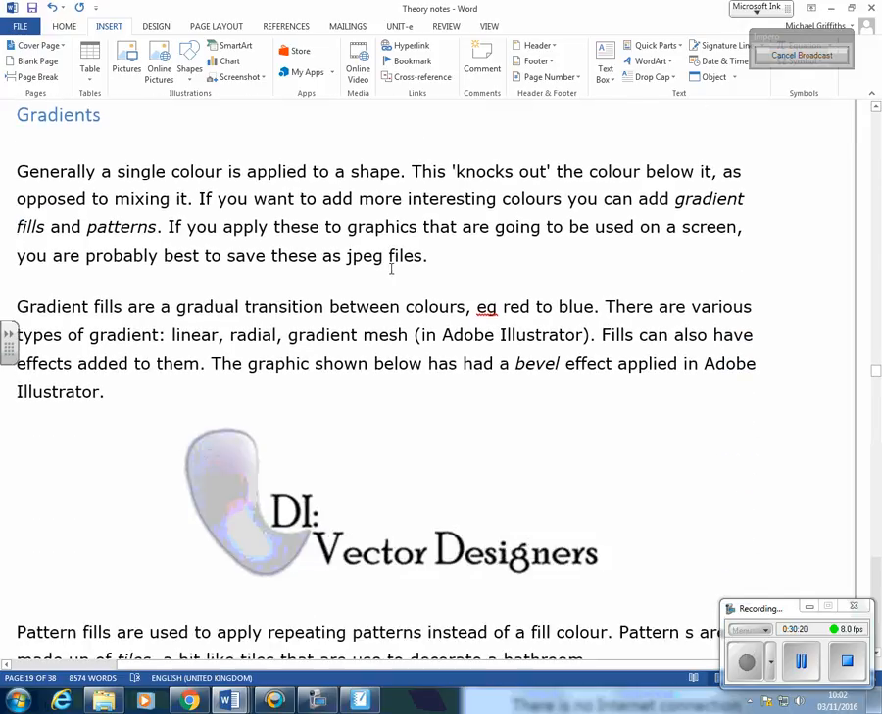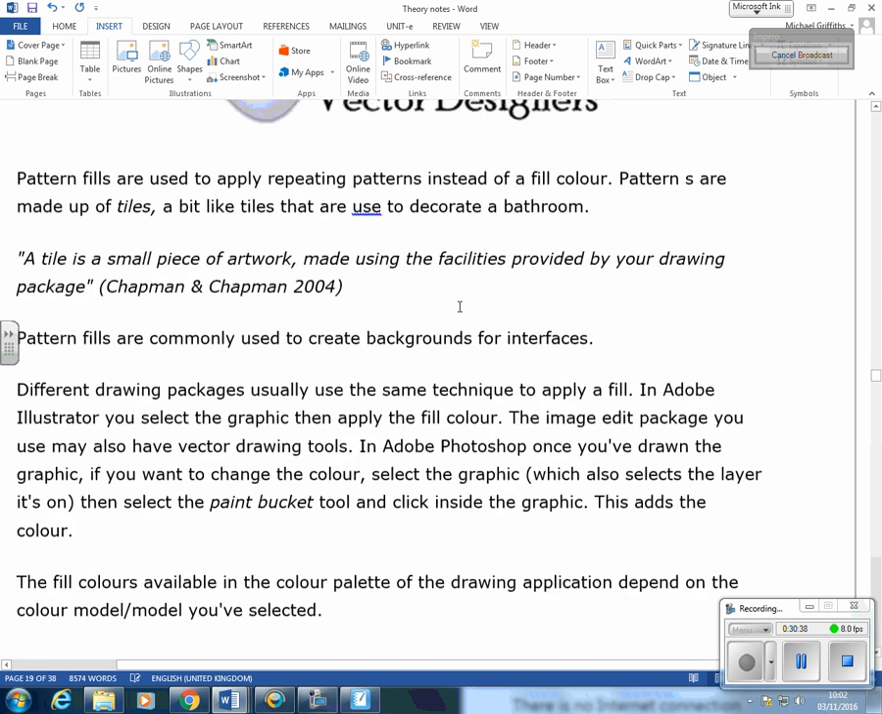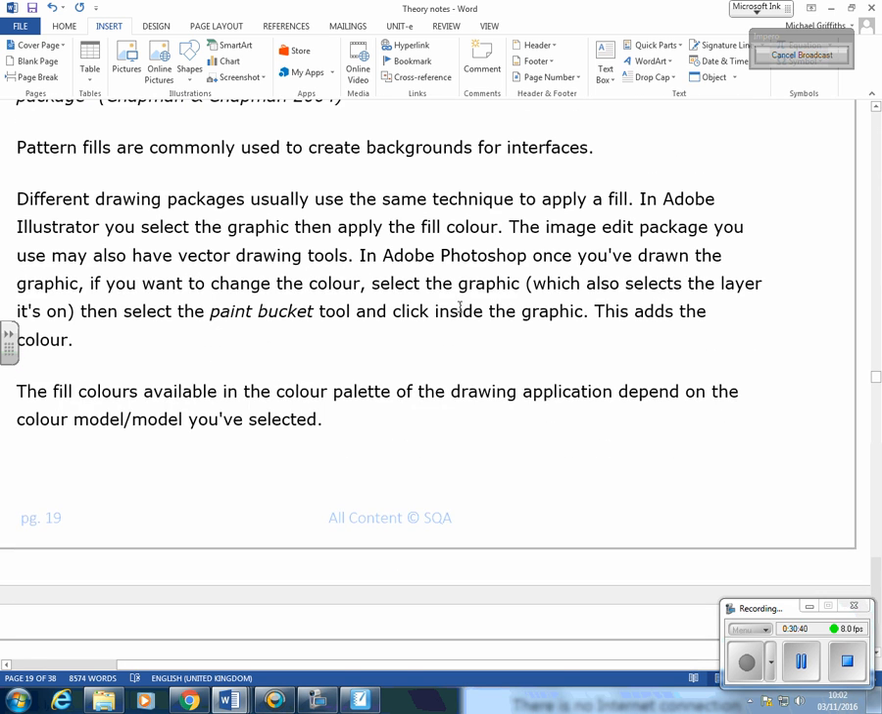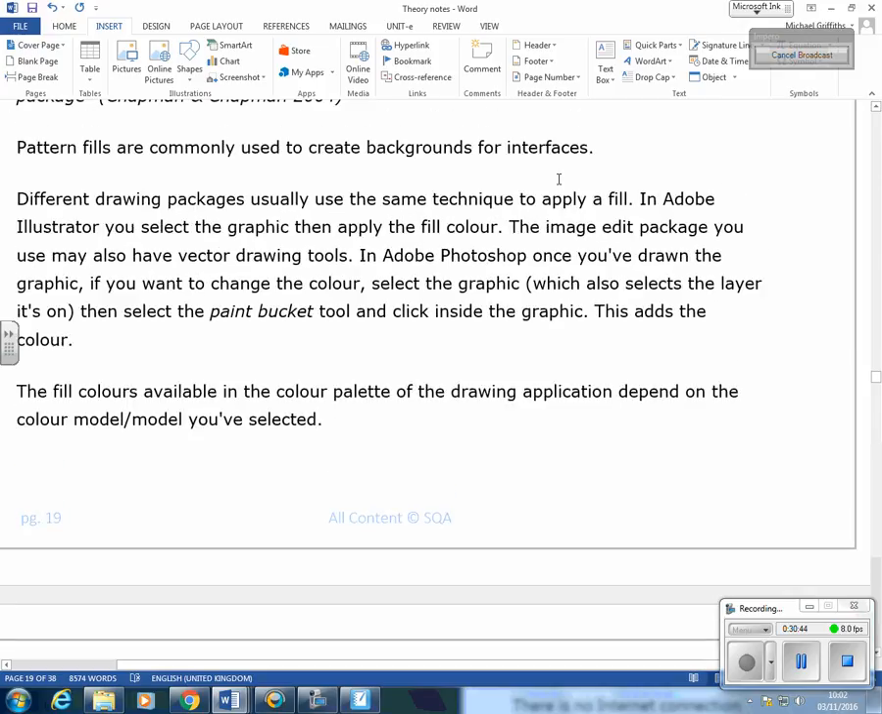Gradients, you'll have come across gradients before, yes? It's really just a shading of one colour to another. You can do it in Illustrator, PowerPoint, and you can get different types of gradient fill, linear, radials, a circle, and different directions as well. You can use pattern fills for backgrounds and interfaces. Again, you can buy add-ons for Illustrator, different pens, pencils, different background fills, stuff like that.